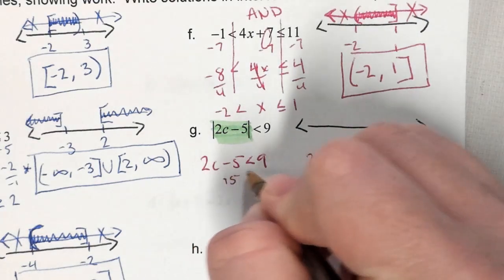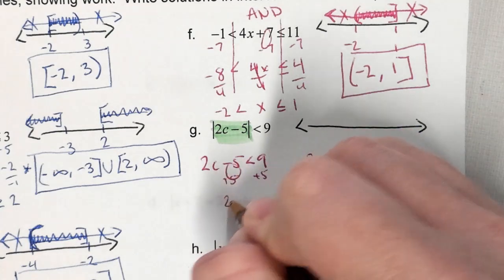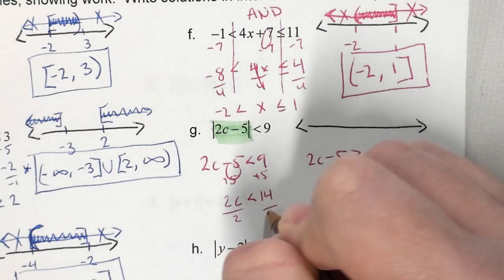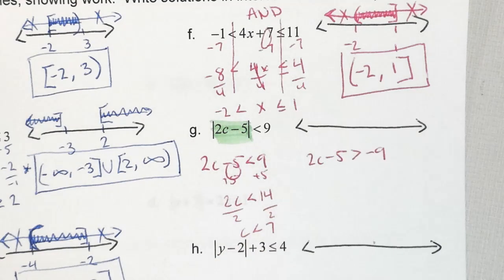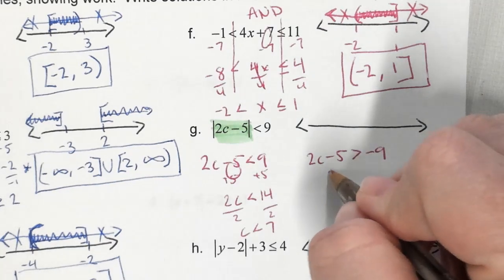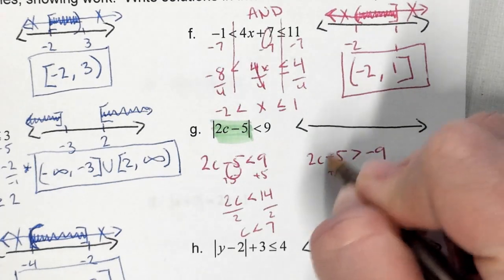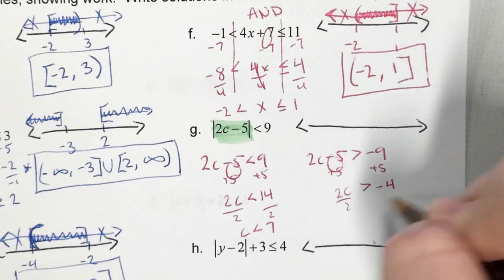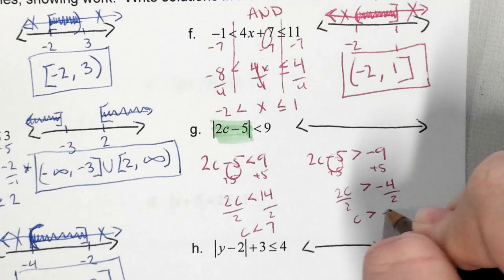So plus 5, 2c is less than 14. Divide by 2, c is less than 7. Here plus 5, 2c is greater than negative 4. Divide by 2, c is greater than negative 2.